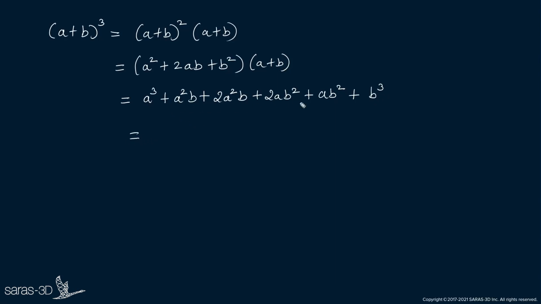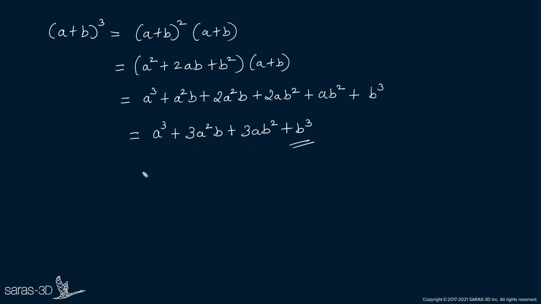So now a cube, only one term, so we will keep a cube as it is. Now plus a square b, how many times is it there? One here, and here it is 2. So that means in total it will be 3a square b, right? Plus now the ab square term, how many? 3 are there. So 3 times ab square plus b cube. So this is the formula to calculate (a plus b) the whole cube: a cube plus 3a square b plus 3ab square plus b cube.